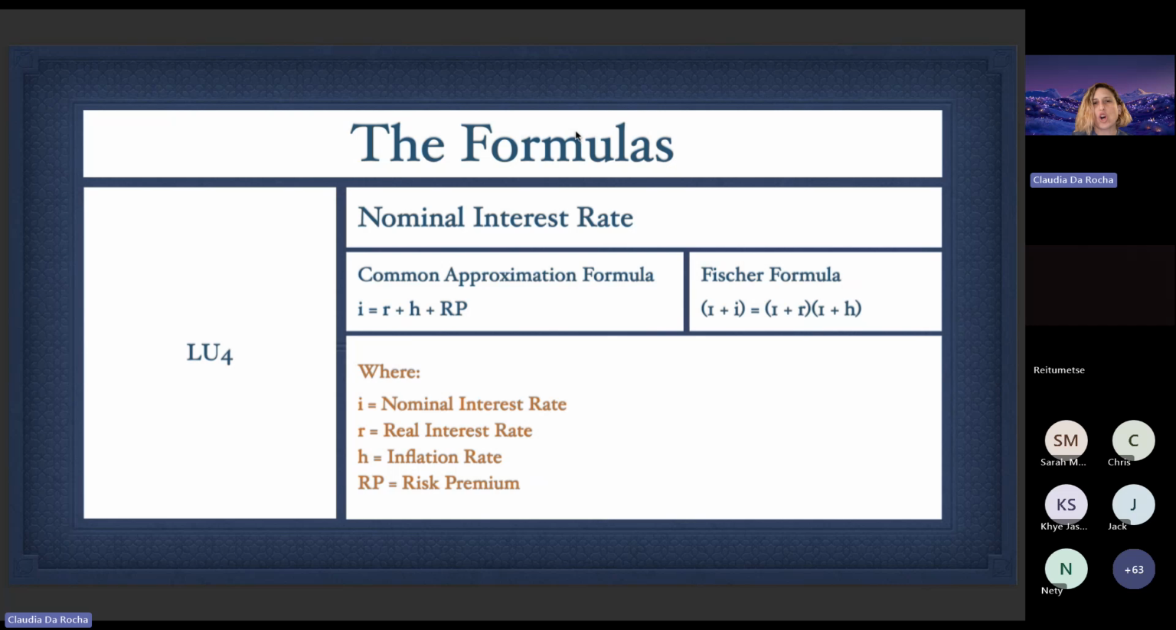Often these formulas are manipulated so that you can find something else, not necessarily the nominal interest rate, sometimes the inflation rate or the risk premium. So you just need to understand what the question is asking as well as see what is provided.